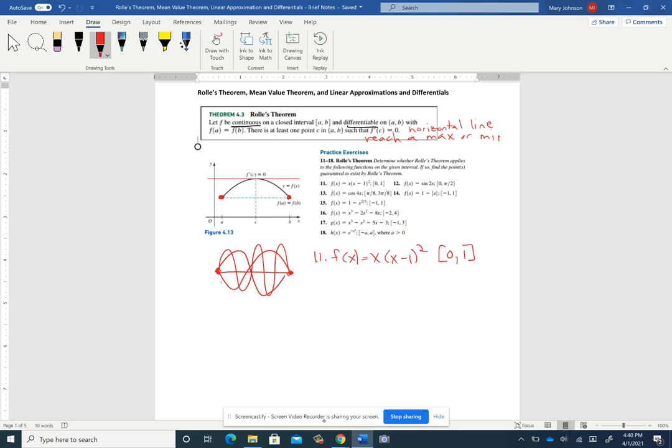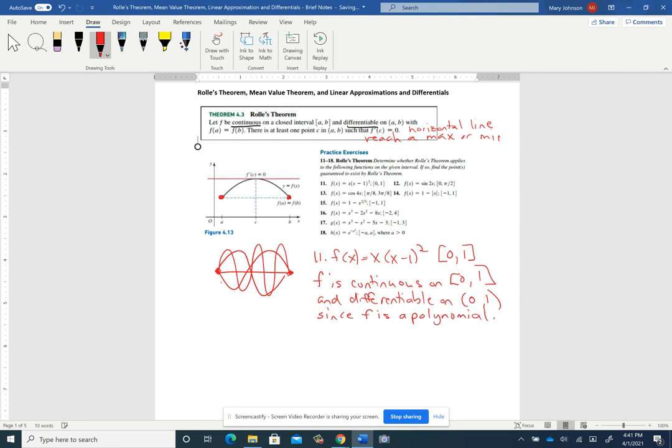But before we do that, we have to consider this kind of thing. First off, f is continuous on [0, 1] and differentiable on the open interval. It's differentiable and continuous everywhere, really, since f is a polynomial. You don't have any trouble spots.